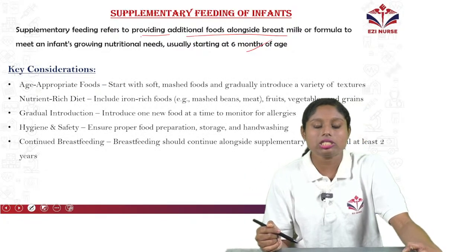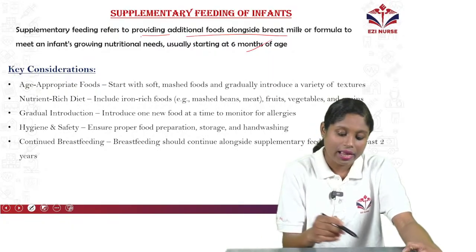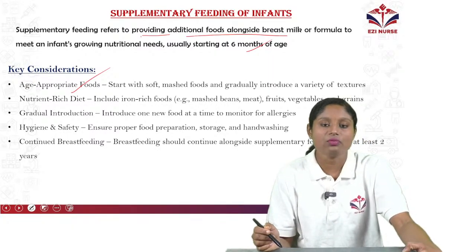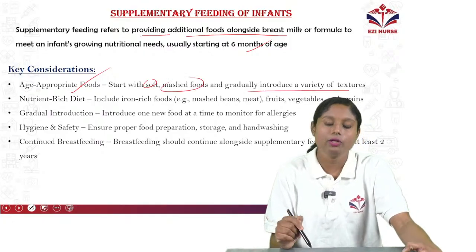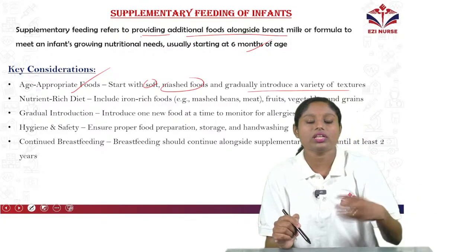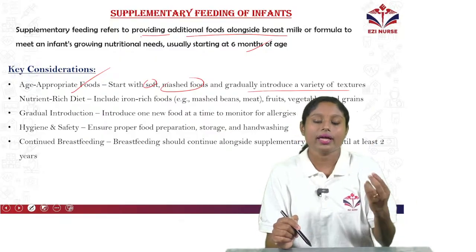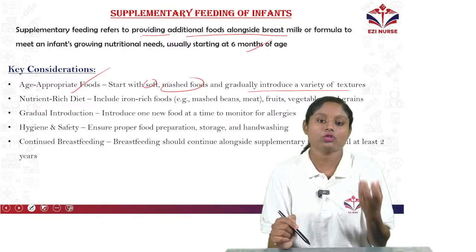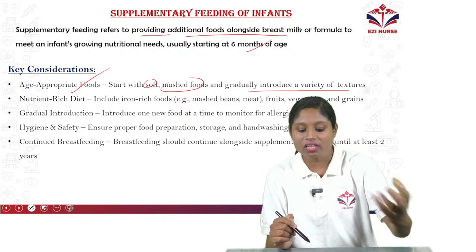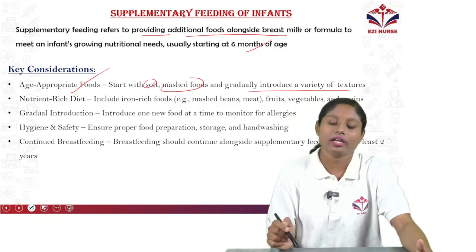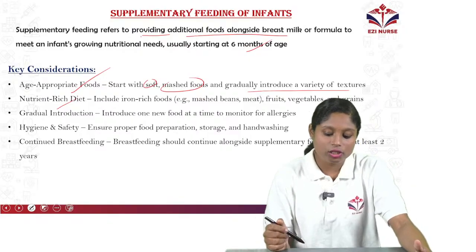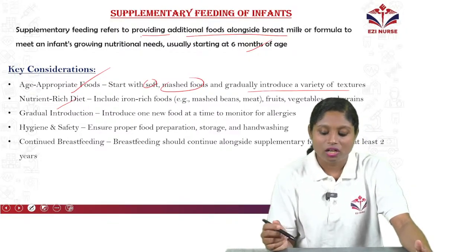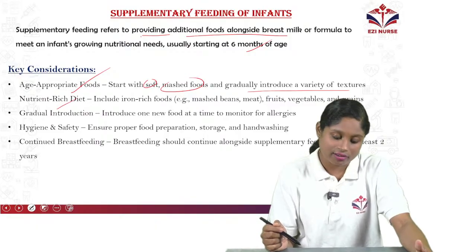So what are the key considerations in supplementary feeding? Age appropriate food. Start with soft, mashed foods, and gradually introduce a variety of textures. With the soft foods we need to start with mashed bananas or mashed potatoes. After that, gradually introduce a variety of textures of foods. Nutrient rich diet: include iron rich foods like mashed beans, meat, fruits, vegetables and grains.